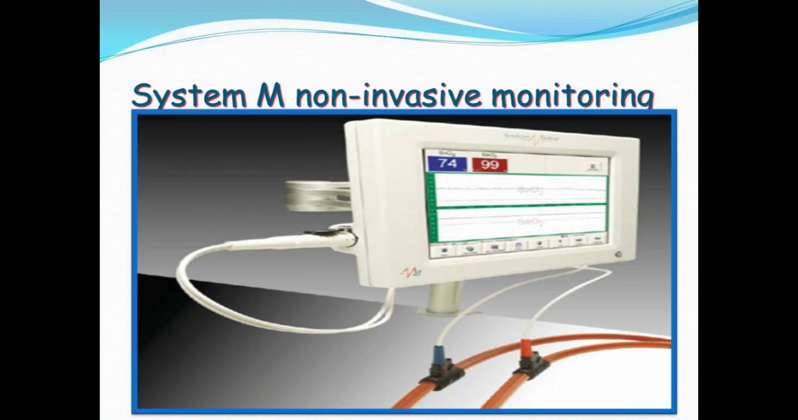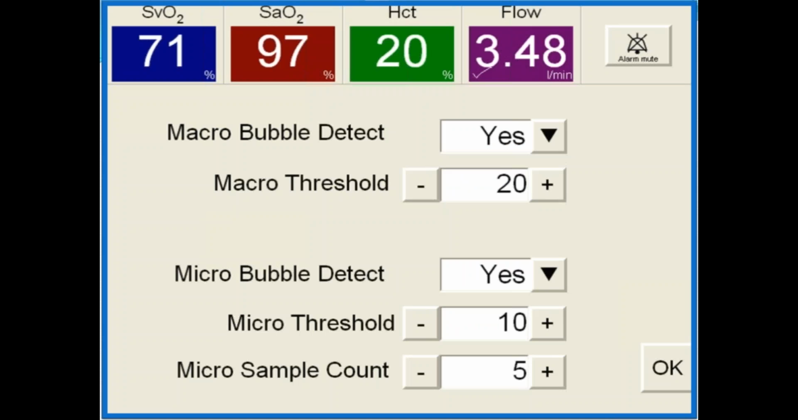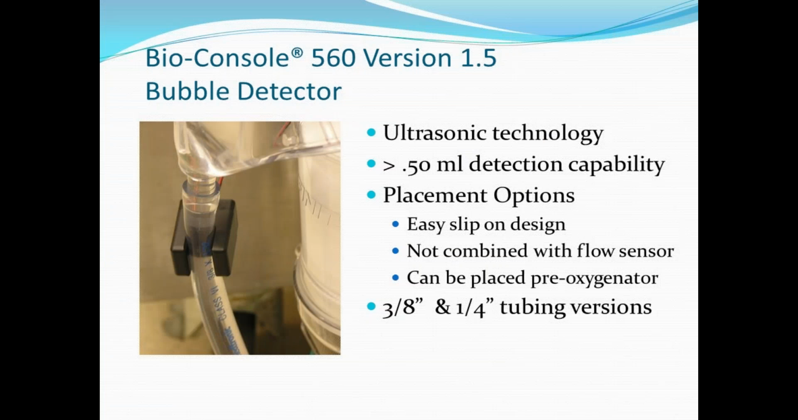You can measure the flow here, hematocrit, venous saturation, and saturation. There is even a bubble detector also. This is a Medtronic machine as well, with an inbuilt ultrasonic bubble detector, but we purchased it long back, and nowadays we are not using it.